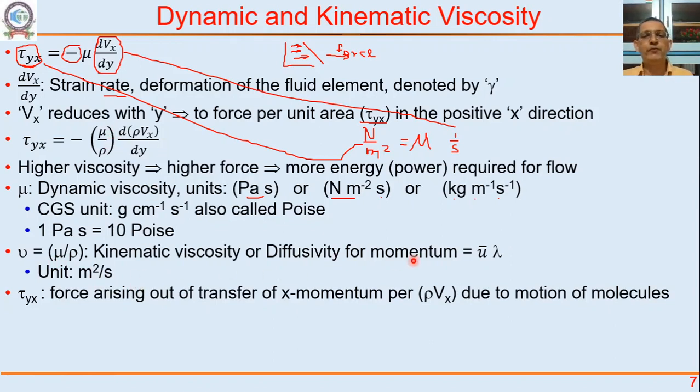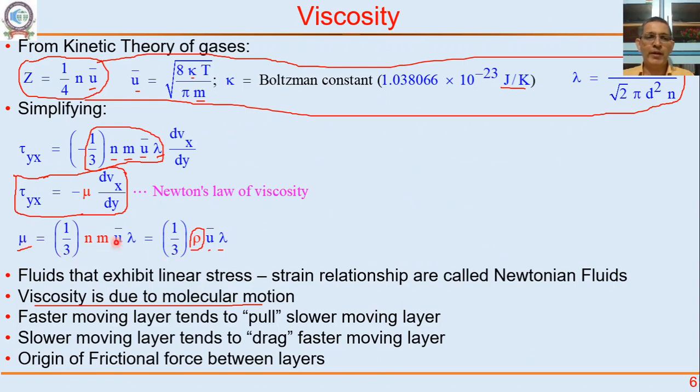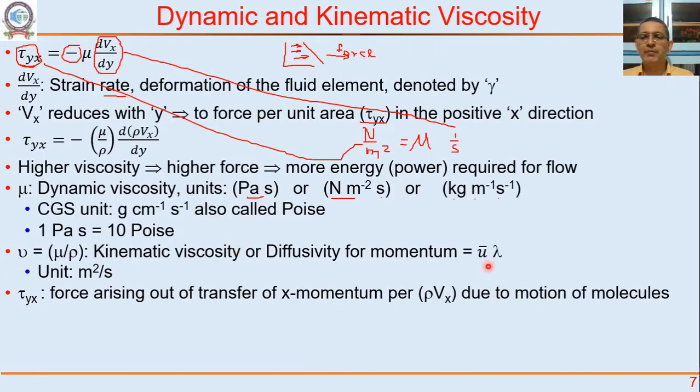And this is like diffusivity for momentum, and diffusivity for momentum is like u by lambda. Remember, mu by rho would be like u multiplied by lambda. Of course, the 1/3 factor is there, don't worry about that just now. U is the RMS velocity, meter per second, lambda is distance, meter, so it will have unit of meter square per second. It is called diffusivity for momentum. We'll see this later when we start talking about heat transfer and mass transfer, and see how these are all related to each other, how these are analogous to each other.